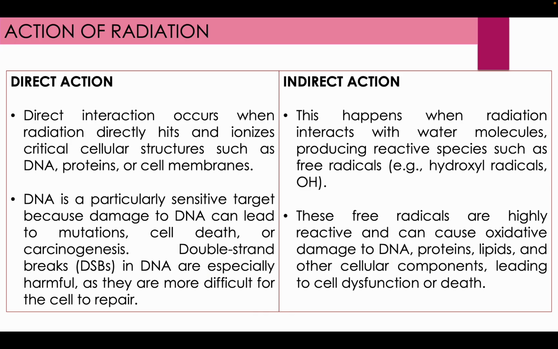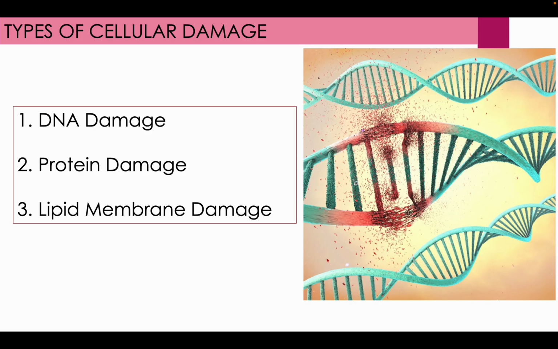So now let's talk about the different types of cellular damage that radiation can cause. The first type of cellular damage is, of course, DNA damage. This is the most critical target for the radiation, in the cell nucleus. Radiation can induce single strand breaks, double strand breaks, and base damage. Again, we will be discussing each of these terms later on. So again, the first type of cellular damage is DNA damage, the most critical target for the radiation.